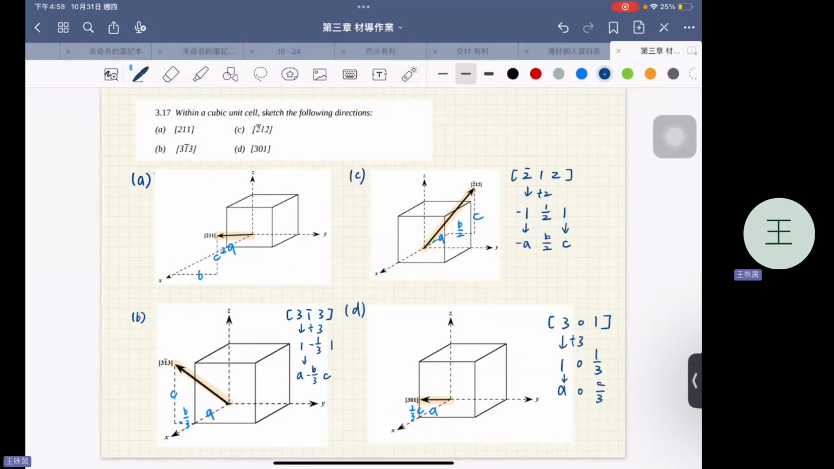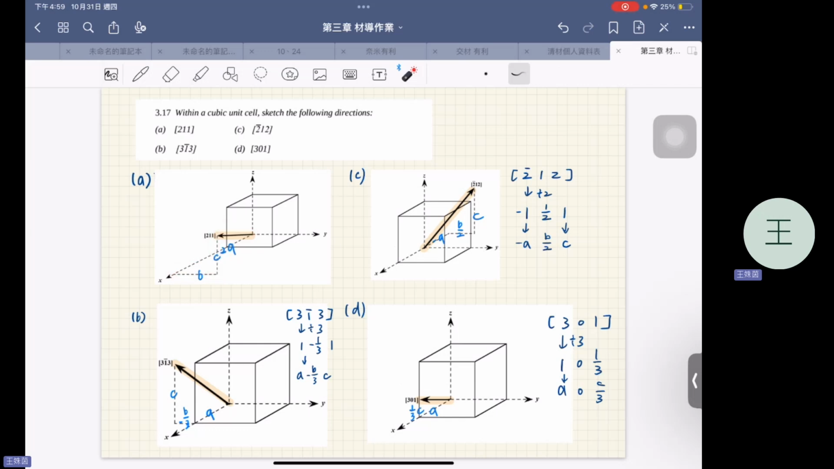Okay, so for 3.17, we want to determine the directions by sketching them out. I'll do it in a couple of ways, and you can decide which one you want to use. For the [2 1 1] direction, we know on the x-axis we need 2, on the y-axis we need 1, and on the z-axis we need 1. So the direction looks like this.